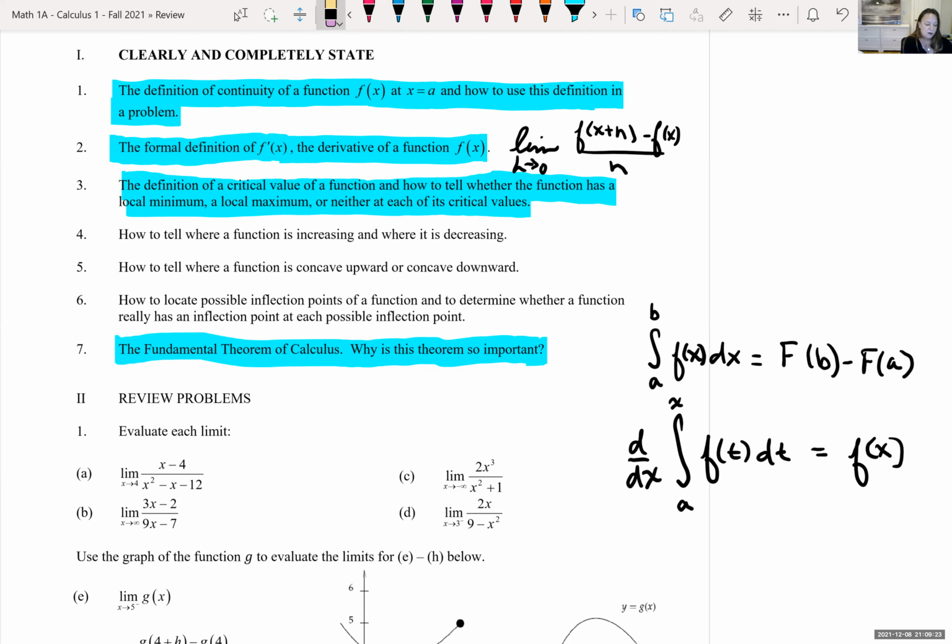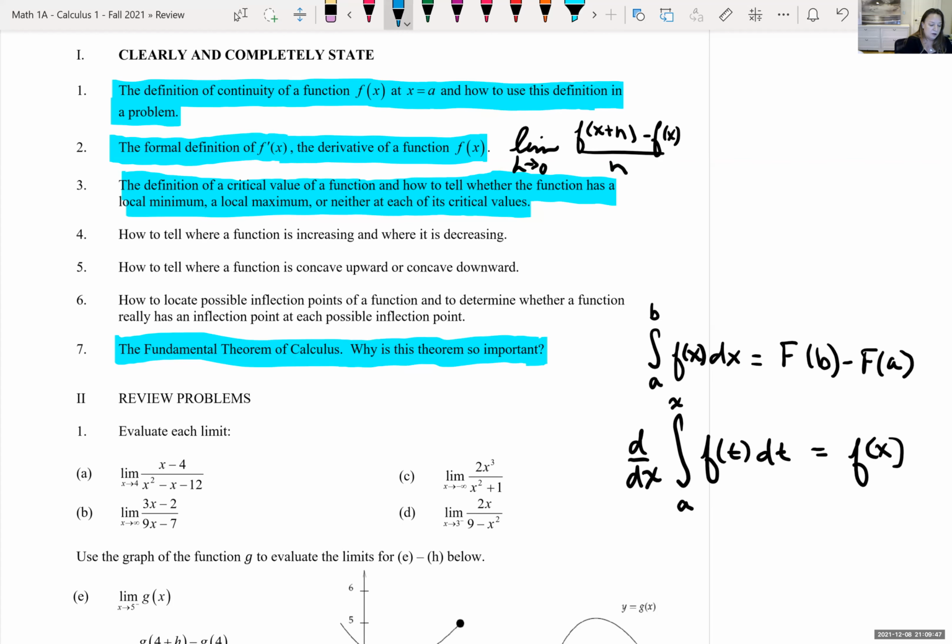So you should be able to tell where a function is increasing, decreasing. And that was pretty much what we just did for part 3. And that helped us find the local max and local mins. So we want to find where our critical values are and then test values back into our derivative to see if that derivative was positive, it's increasing. And if its derivative is negative, it's decreasing.